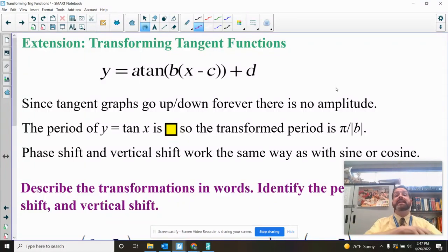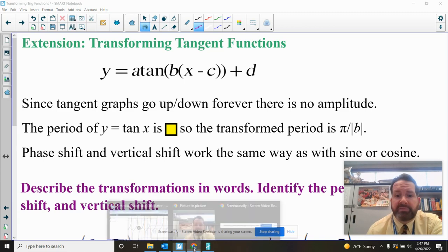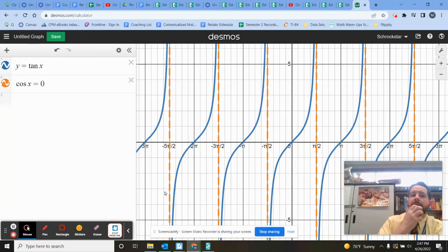This recording is an extension. So if you haven't looked at the extension from the previous unit about the graph of the tangent function, please do that first, because this is about transforming that tangent function. So let's take first a look at plain old y equals tangent x. Now I've also put in dashed lines here to represent the vertical asymptotes.